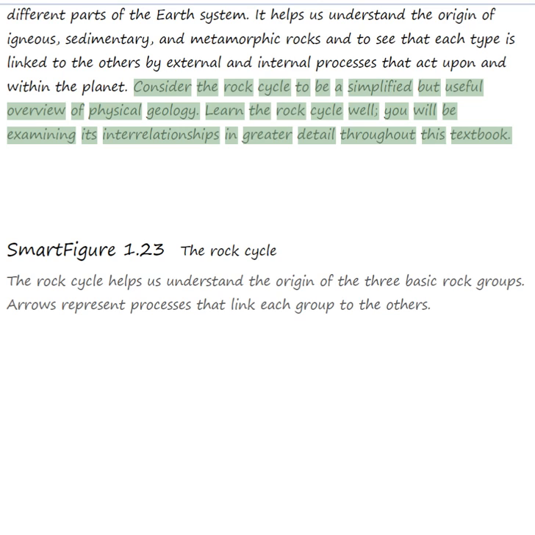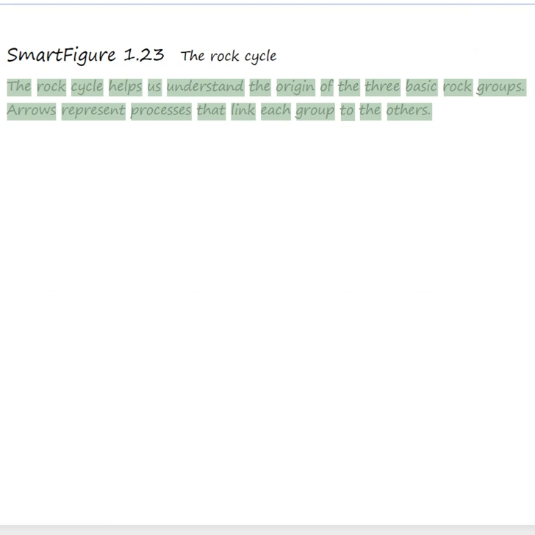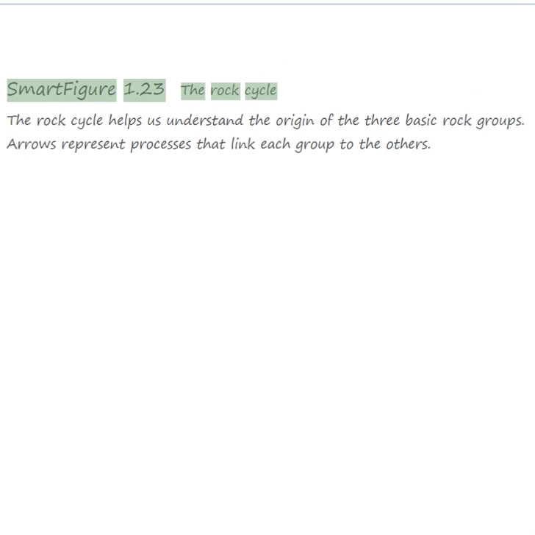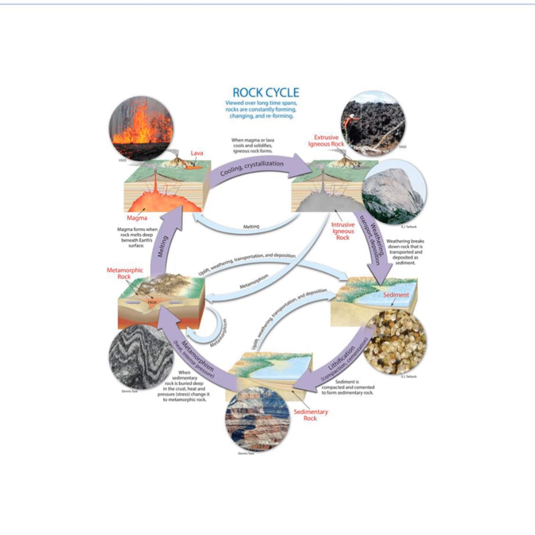Consider the rock cycle to be a simplified but useful overview of physical geology. Learn the rock cycle well, as you will be examining its interrelationships in greater detail throughout this textbook. The rock cycle helps us understand the origin of the three basic rock groups. Arrows represent processes that link each group to the others. Smart Figure 1.23 The rock cycle. Watch tutorial, The rock cycle.